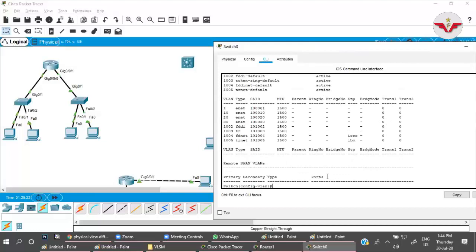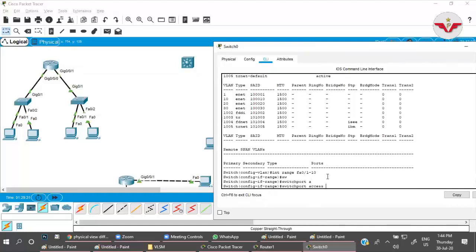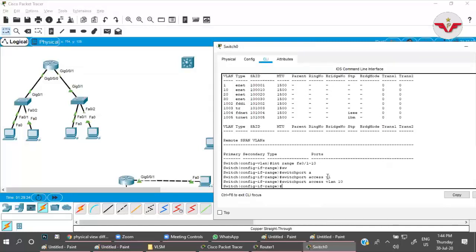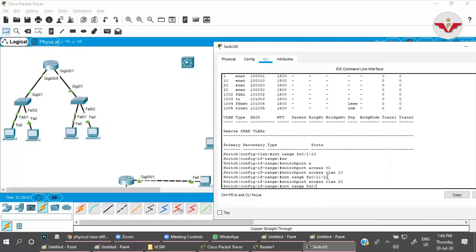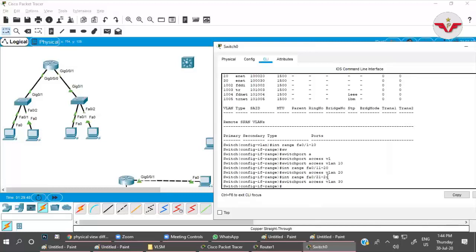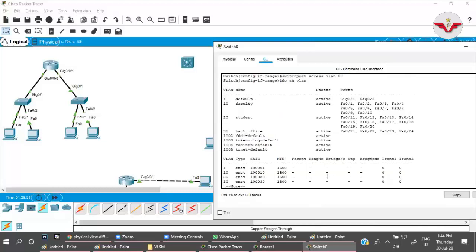Now, int range fa 0/1 to 10, switchport access vlan 10. 11 to 20, switchport access vlan 20, and from 21 to 24, switchport access vlan 30. Again check, do show vlan. Good. Here you can see for the faculty network I have assigned ports 1 to 10, for the student network 11 to 20, and for back office 21 to 24.